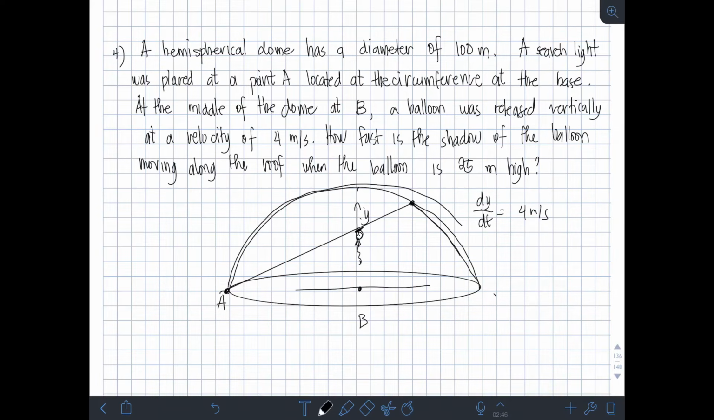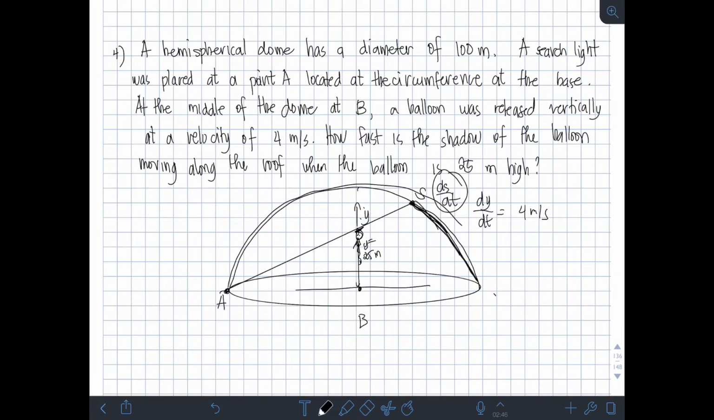So, ito yung shadow niya. So, let's say, yung shadow niya na to, na na-travel, is itong S. So, kung daw yung balloon is 25 meters high na, so let's say ito yung distance niya, 25 meters high. So, when y is 25 meters, ano na raw itong ds over dt? Right? Yung rate of change ng shadow niya. So, paano natin to gagawin?